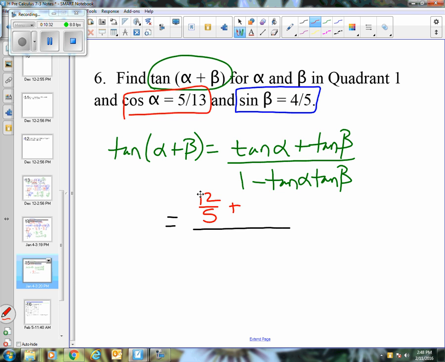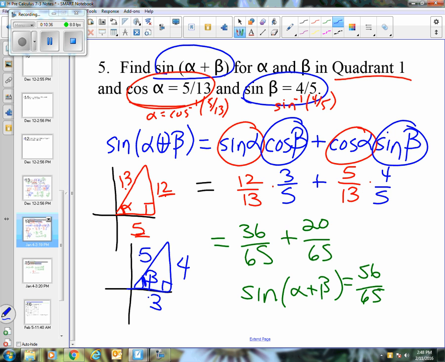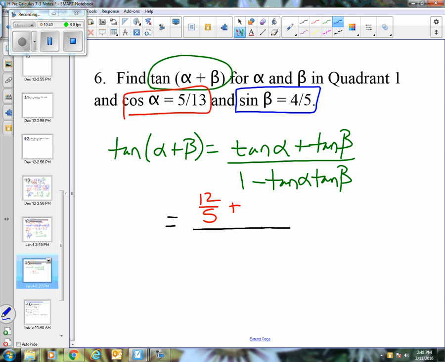And then plus, let's go to the beta triangle. So go back to my picture. The beta triangle here, tangent would be 4 over 3, right? Opposite over adjacent, so 4/3. And then the nice thing with the tangent formula, you actually end up using the same numbers in the top as you do in the bottom. So it's going to be just the 12/5 again and the 4/3.